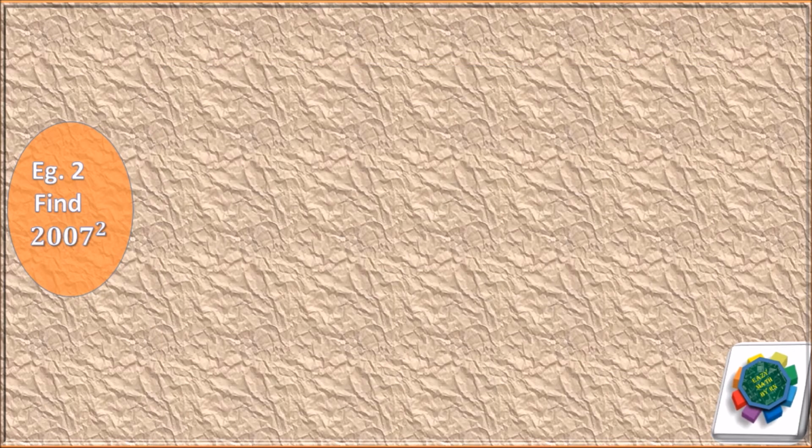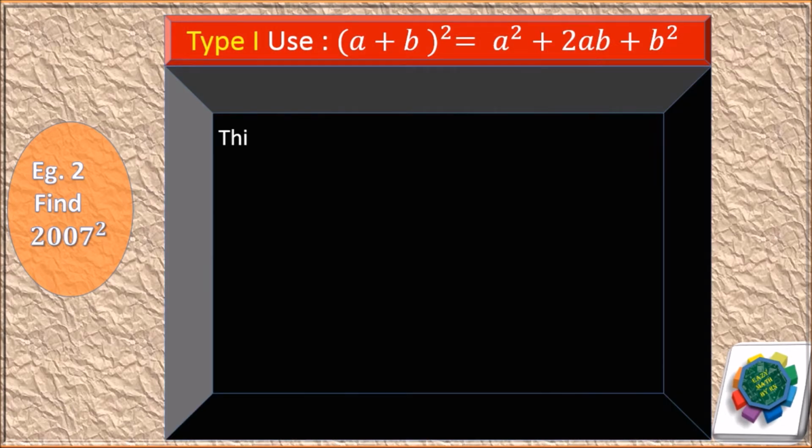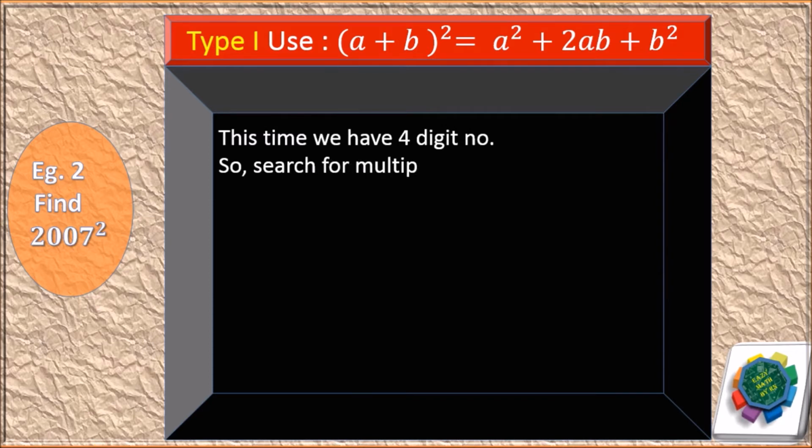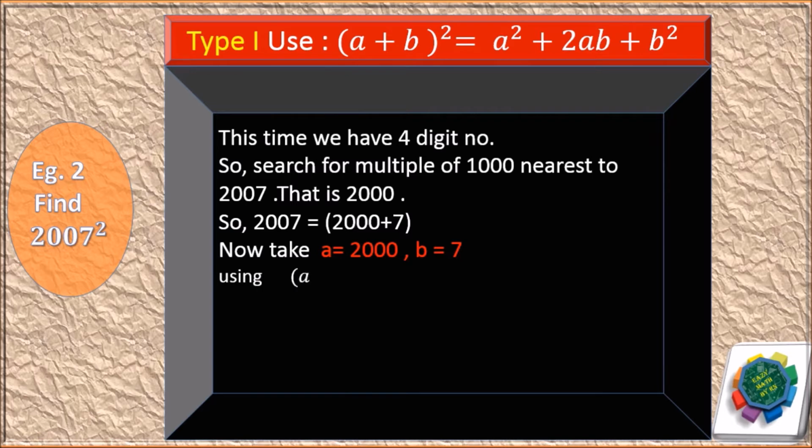Look at the second example, which is 2007 the whole square. Now we search for a multiple of 1000 which is nearest to 2007. That number is 2000. So 2007, if you write in the form of a plus b, we will write it as 2000 plus 7. Now why do we search for a multiple of 10, 100 and 1000? Because while squaring or while multiplying, it makes your calculation easy. So we use the identity a plus b the whole square and use a as 2000, b as 7.